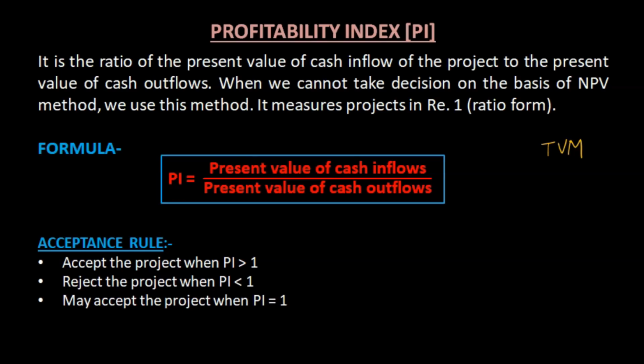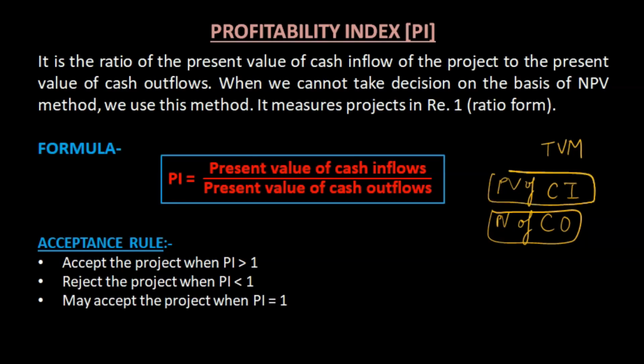So in profitability index also we take cash inflows and cash outflow, and we find out the present value of both of them, present value of cash inflow and present value of cash outflow. The outflow will be given already because this is the investment amount. Only for cash inflow you need to find out the present values, because the cash inflow you are going to receive in the future. Then it just represents the ratio.